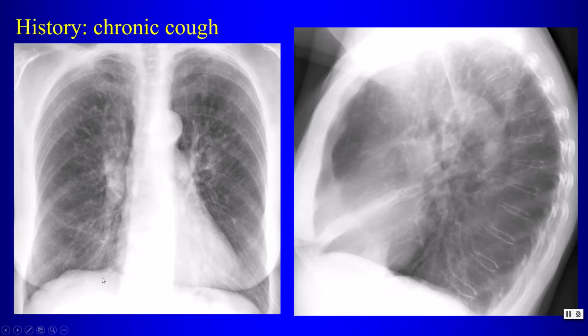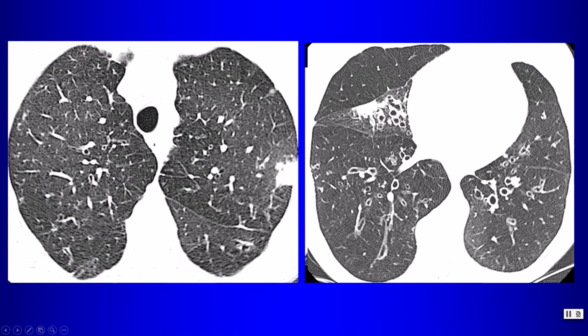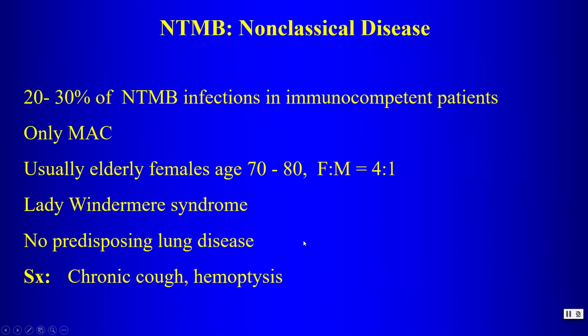If I tell you that this woman has a chronic cough, and we see here this pattern of disease in the right middle lobe, looks like there's some right middle lobe atelectasis there on the lateral view. And then here on the CT, we can see bronchiectasis, especially bronchiectasis here involving the right middle lobe and lingula, a little bit of bronchiectasis elsewhere also. So this particular form is called non-classical disease, usually affects elderly females, hence it has also been called Lady Windermere syndrome. These patients usually do not have predisposing underlying lung disease, but they can present with chronic cough and hemoptysis.